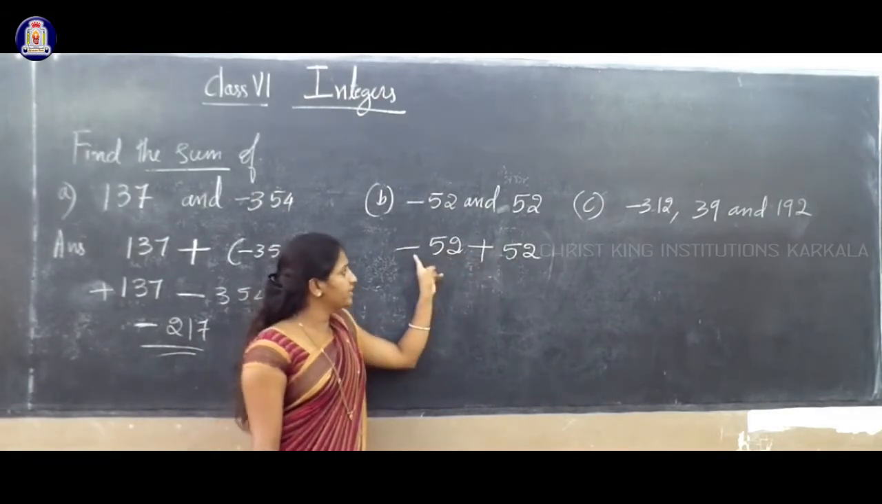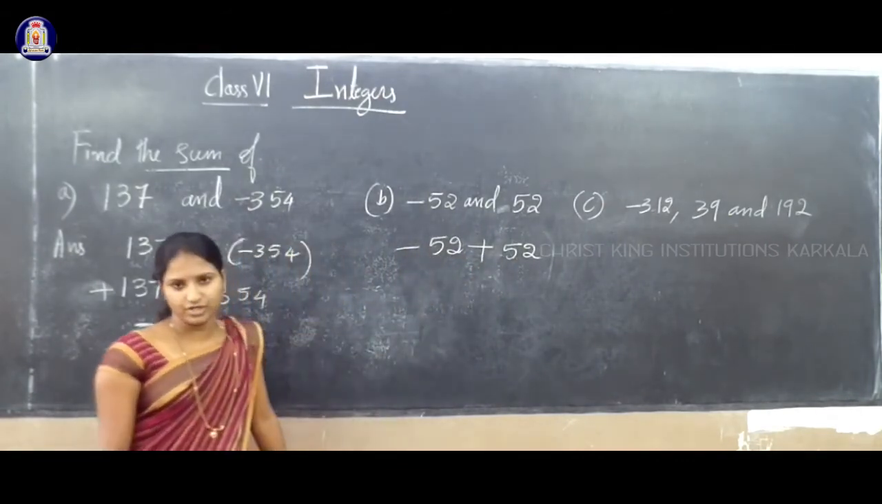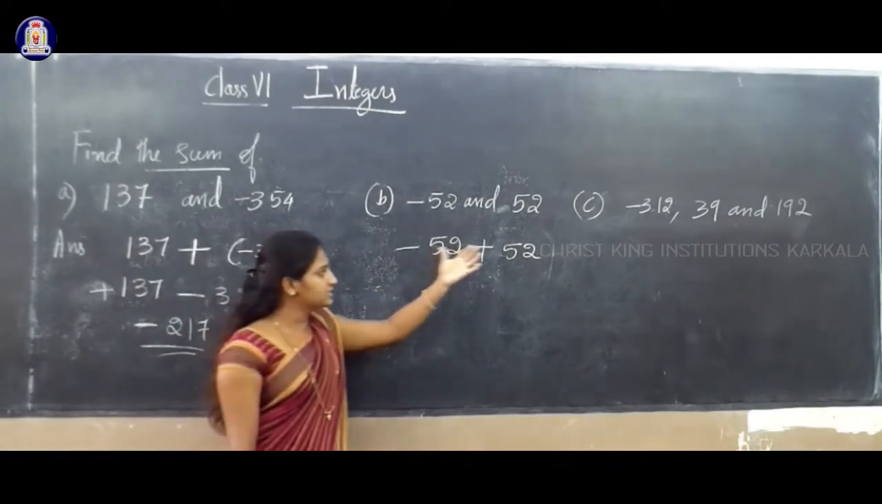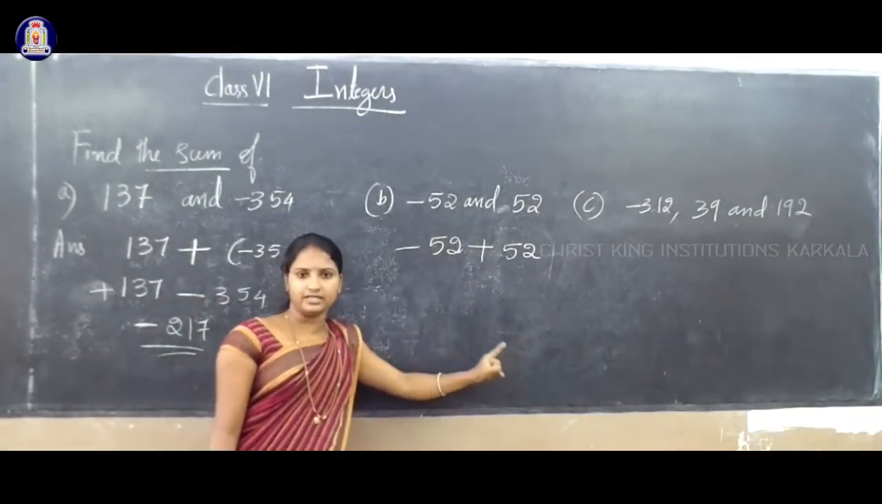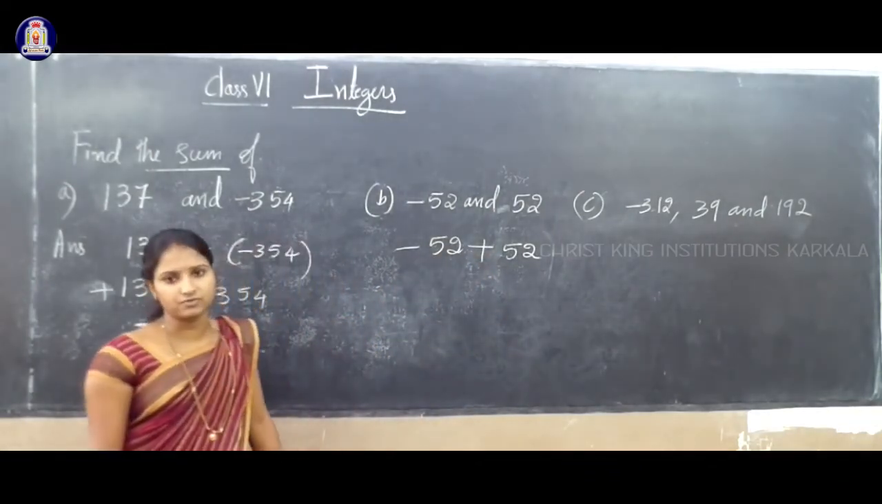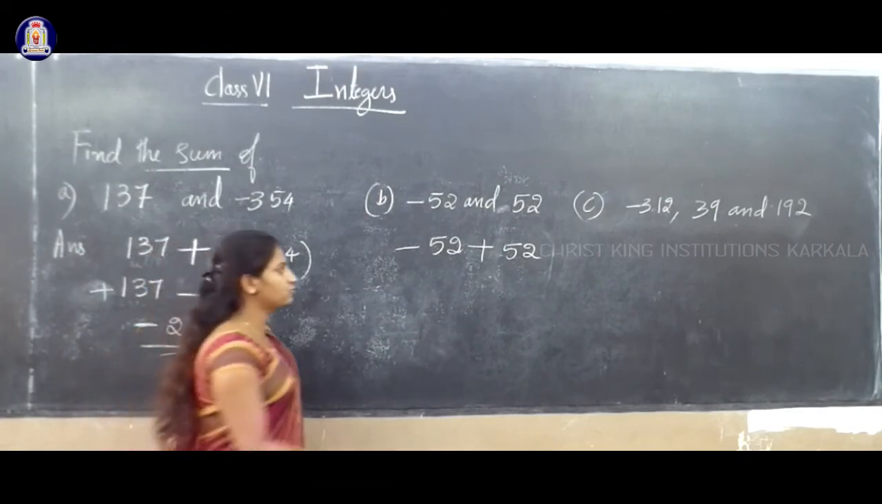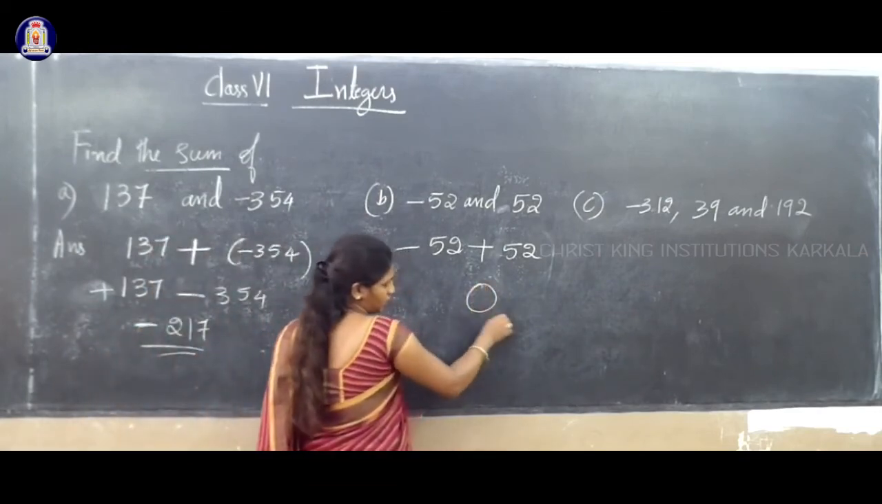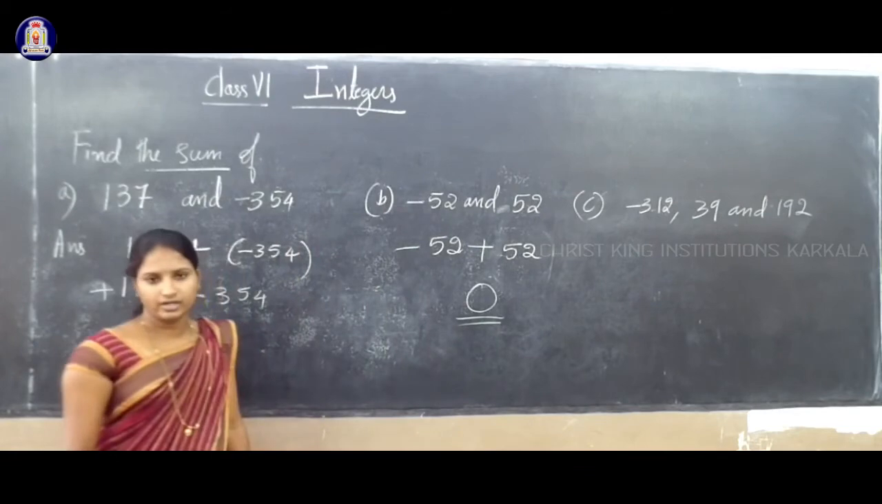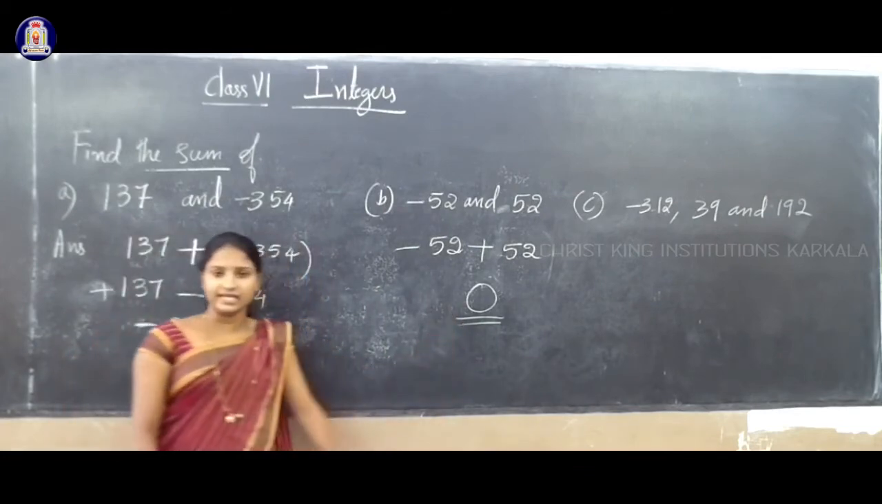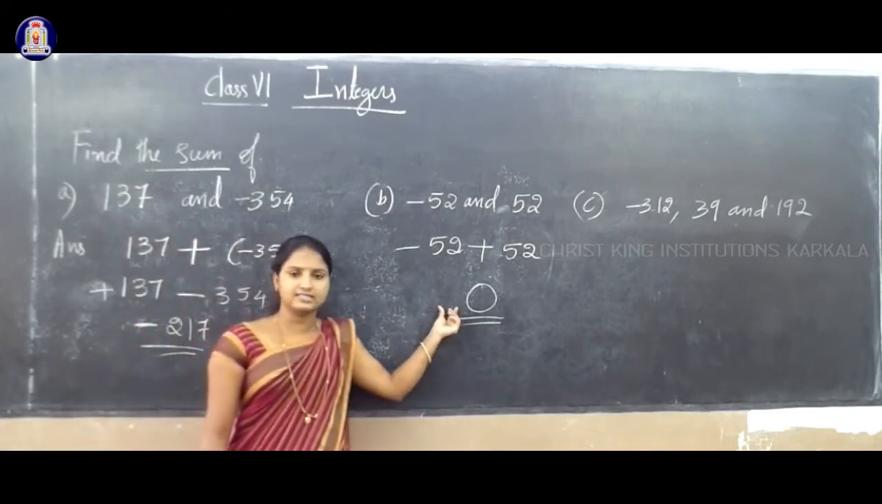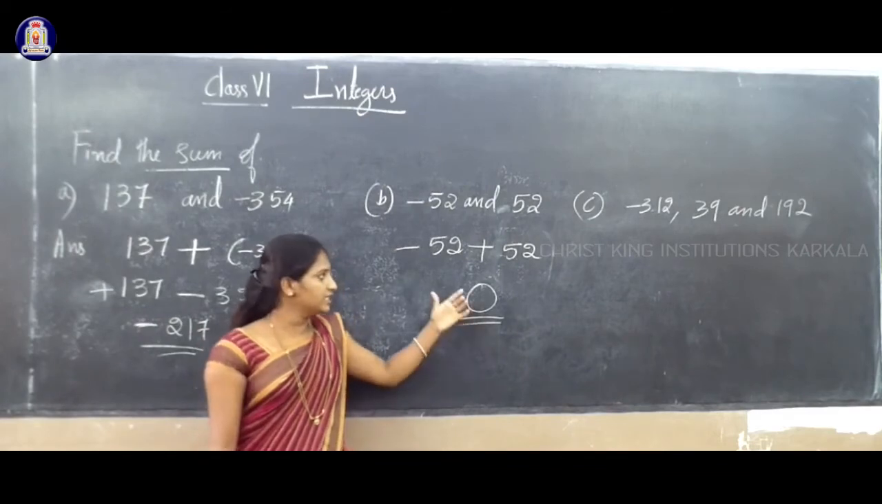Now plus 52 minus 52. See the sign? Minus, plus. So different signs, right? So 52 minus 52. What is the answer? 52 minus 52 is 0. So the answer is 0. Now for 0, is there any sign? No. No need of writing a sign for 0. So just write the answer 0.